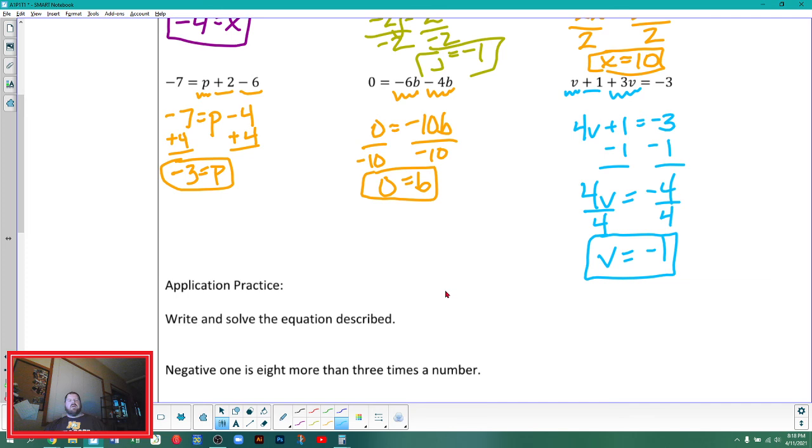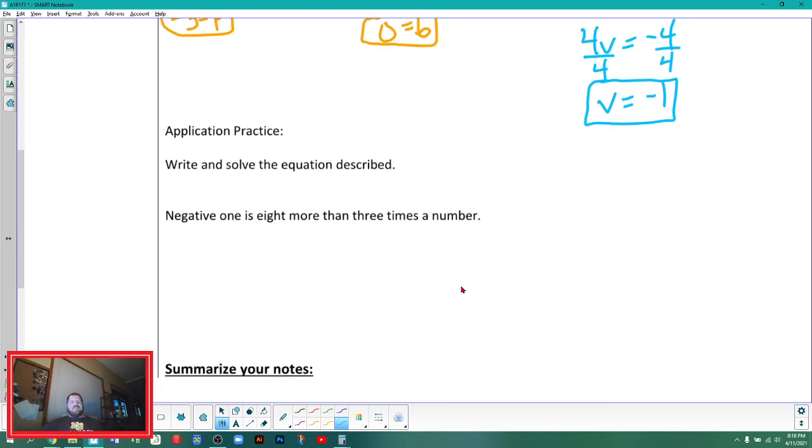Let's go ahead and go with some application practice here. This one's asking us to write and then solve an equation that is described. The number one important word in verbal mathematics is sometimes the smallest. It's the word is. That is always going to mean my equal sign.